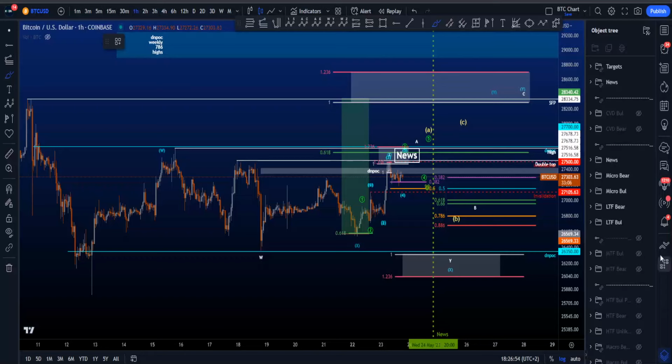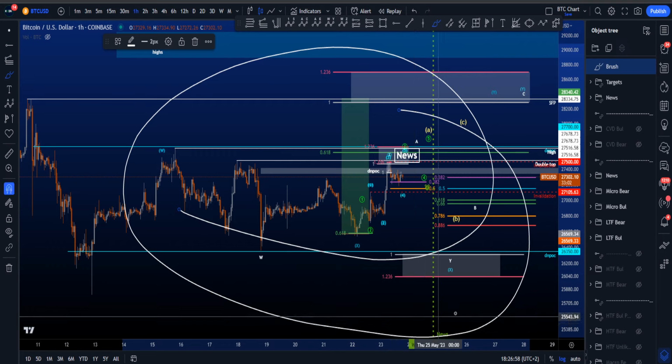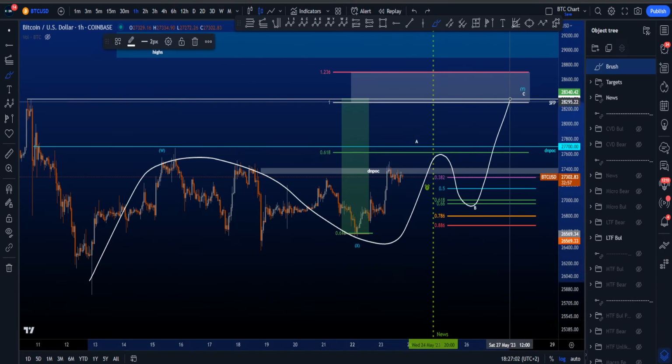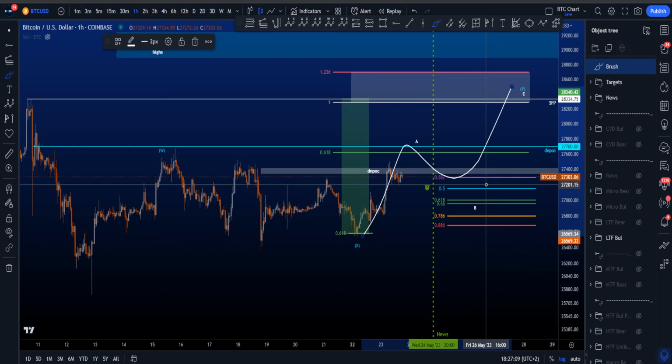Hi everyone, let's have a look at my low time frame and micro bullish and bearish Elliott Wave scenarios on Bitcoin. Starting with my preferred bullish scenario, where we are looking for a WX and then a 3-wave in wave Y for a double zigzag structure, which is a zigzag in W and eventually another zigzag in wave Y.